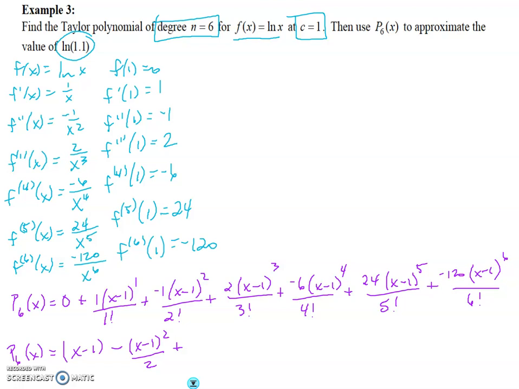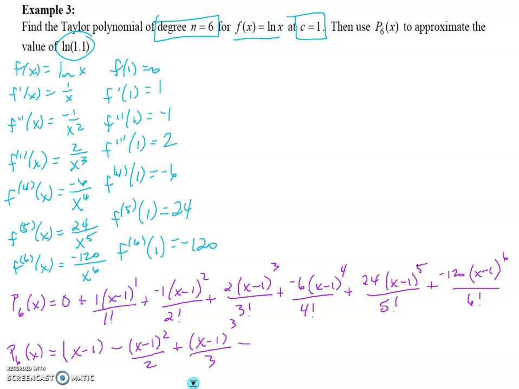3 factorial is 3 times 2 times 1, so the 2 actually gets rid of the 2 times 1, and what we're left with is x minus 1 cubed over 3 minus, now here, so 4 factorial is really 4 times 3 times 2 times 1, where the 3 times 2 times 1 is just the 6.